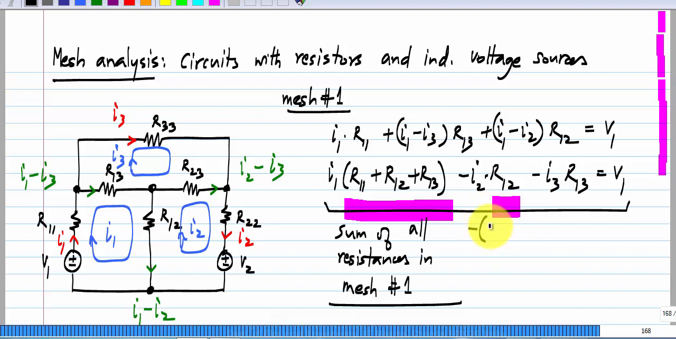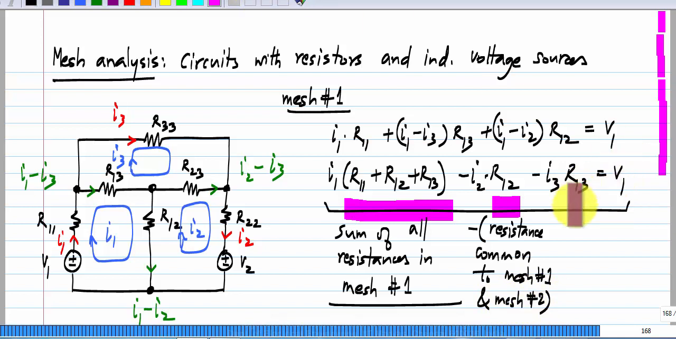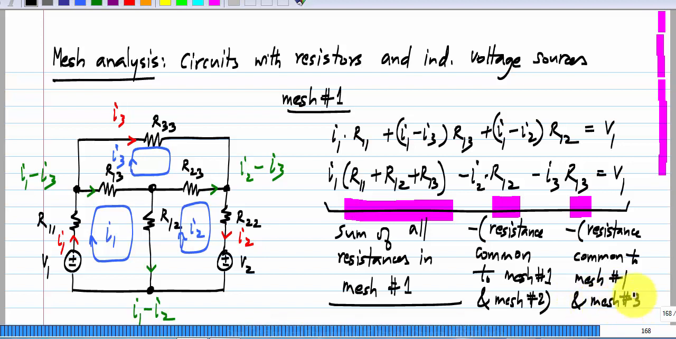negative of the resistance common to mesh 1 and mesh 2. And finally R13, what is that? That's the resistance common to mesh 1 and mesh 3. So that's the coefficient of I3. That is negative of the resistance common to mesh number 1 and mesh number 3.